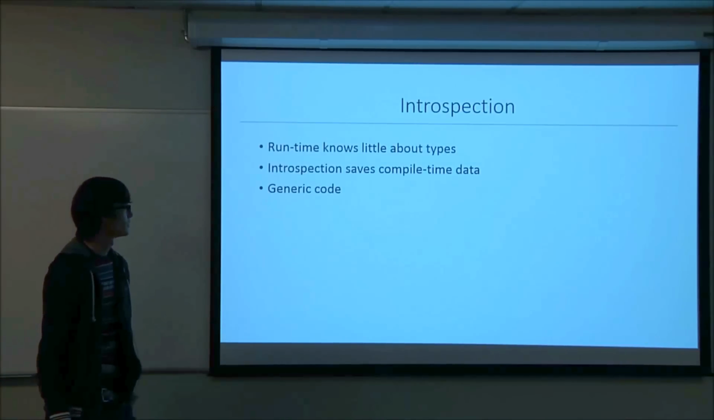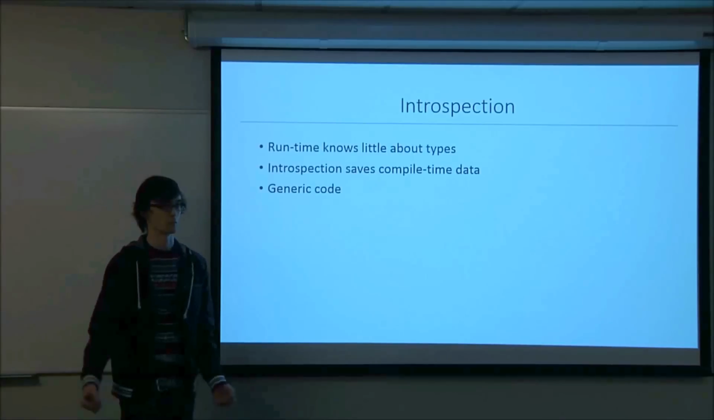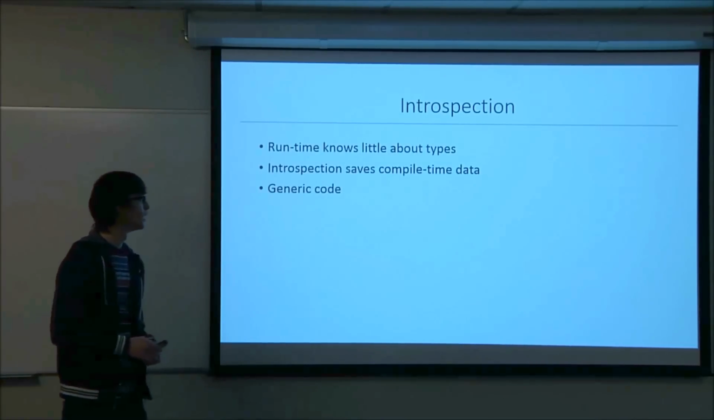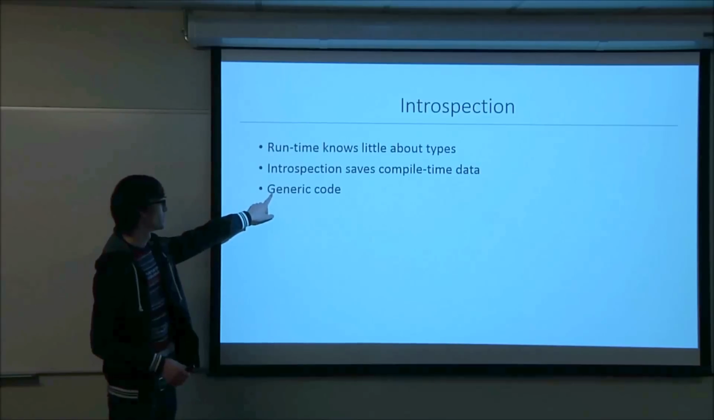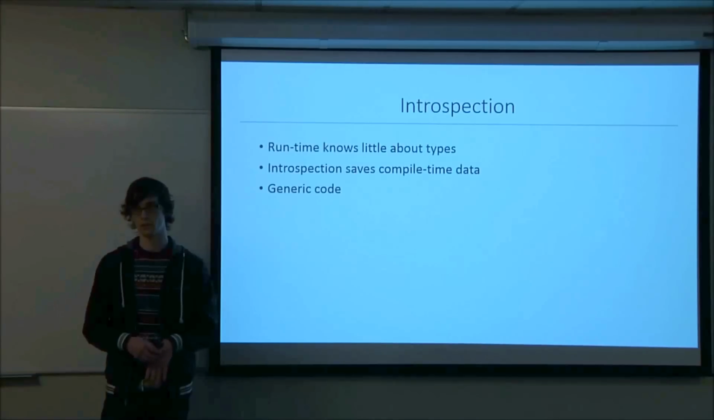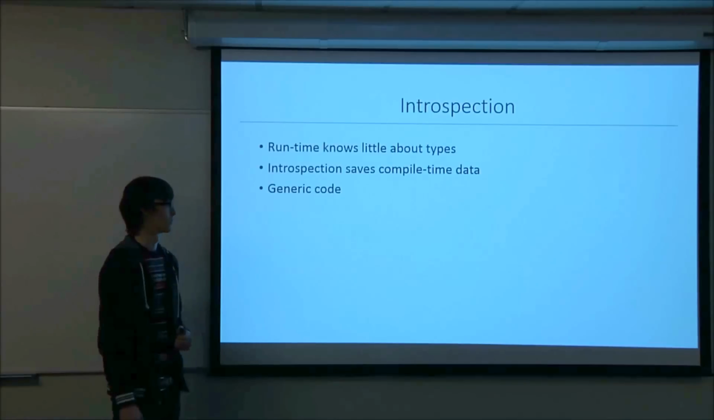The idea of introspection is that you take that data that's known at compile time and you store it somewhere so that you can access it during runtime. And this lets you write code that is aware of the type of data it's messing with. So then you can write really generic code, and you can be super time efficient as a programmer.